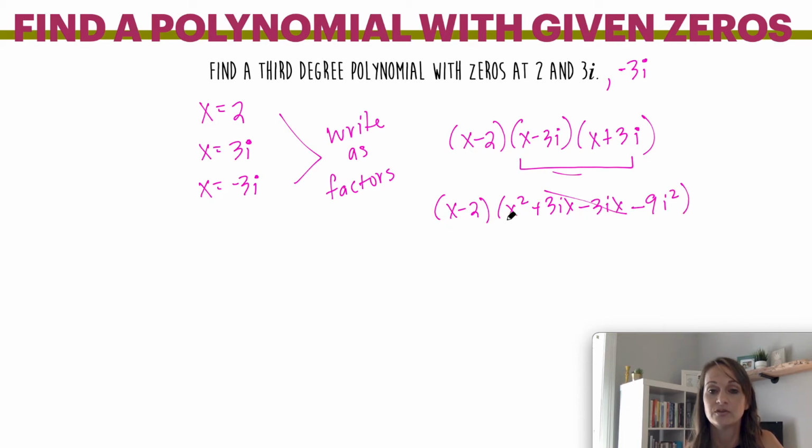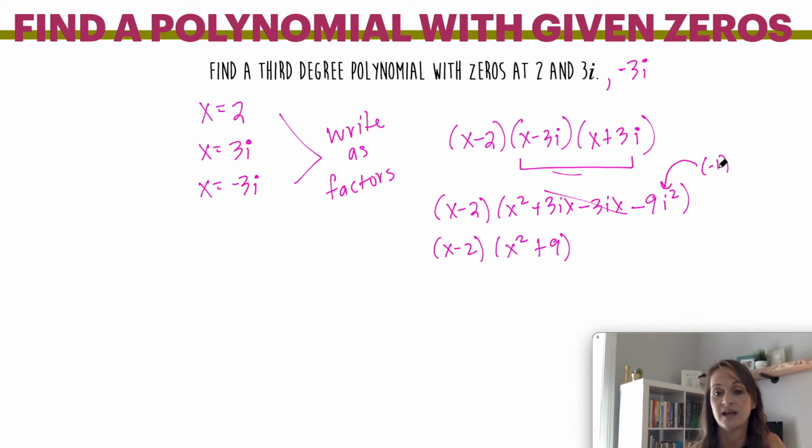The two middle terms cancel, leaving me x squared plus 9. Why plus 9? Because i squared is the number negative 1. Negative 9 times negative 1 gives you a positive 9. And now you can FOIL one last time. So x times x squared is x cubed. X times 9 is 9x. Negative 2 times x is negative 2x squared. Negative 2 times 9 is negative 18.